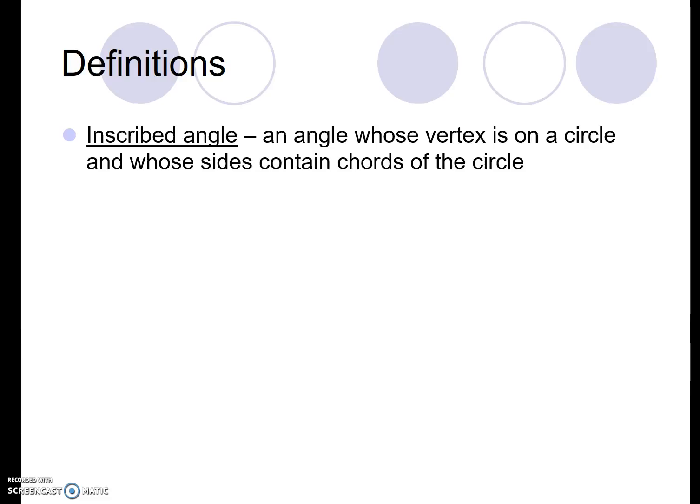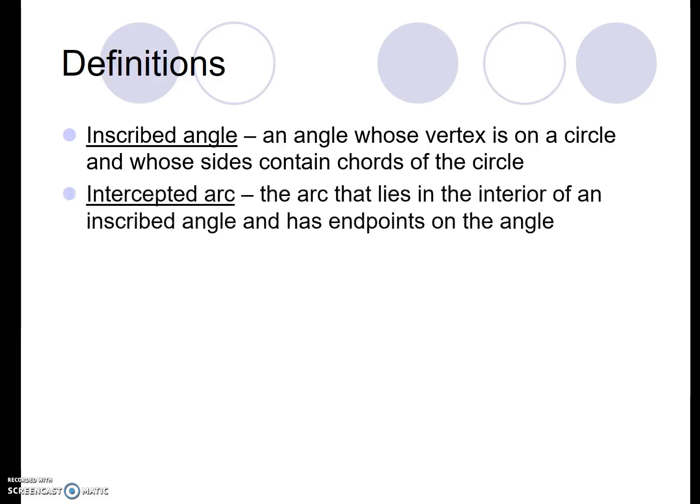So we need some key definitions here. As always, there's so much that's new to us. We need to make sure we understand what different parts are that we're talking about. But we're talking about inscribed angles in this section here. So clearly we need to know what that means. So an inscribed angle is an angle whose vertex is on a circle and whose sides contain chords of the circle. So in the last one we talked about the central angle, and that's whose vertex is on the center. An inscribed angle has its vertex sitting on the circle itself.